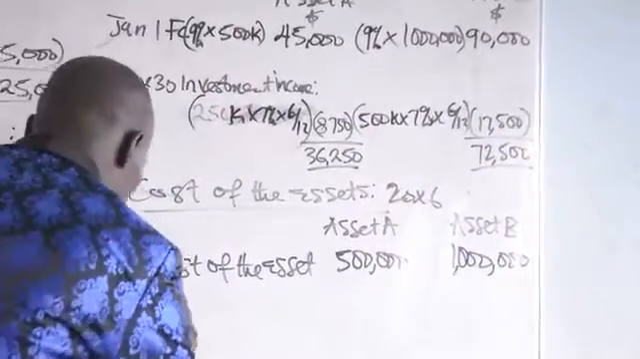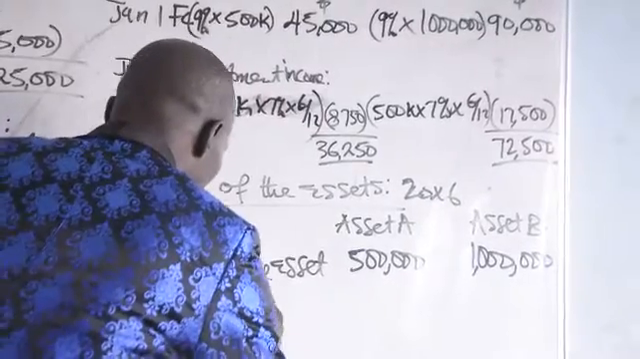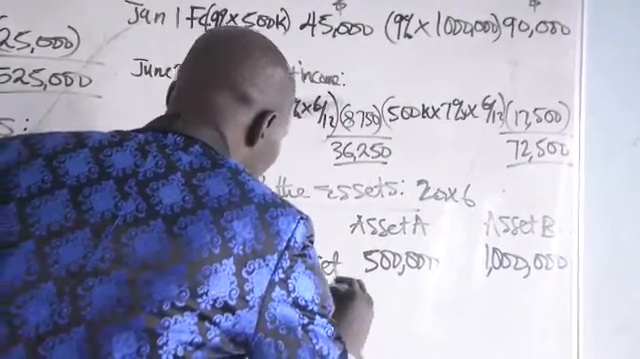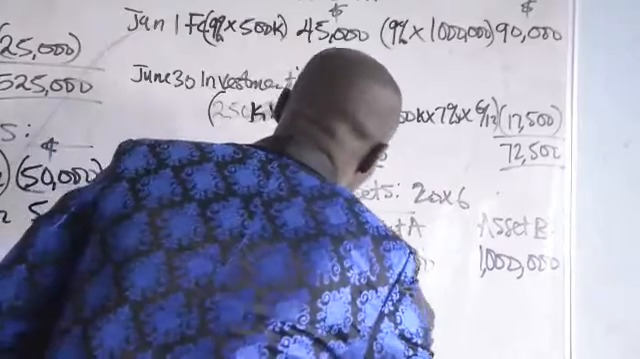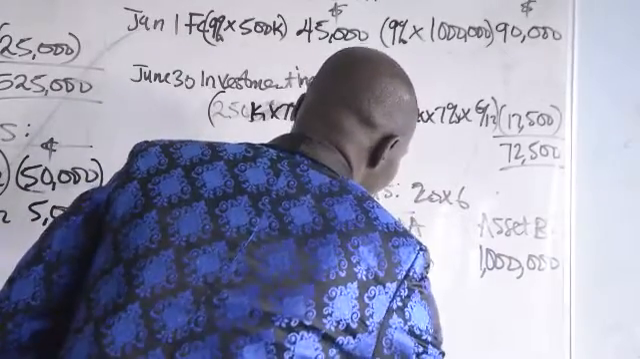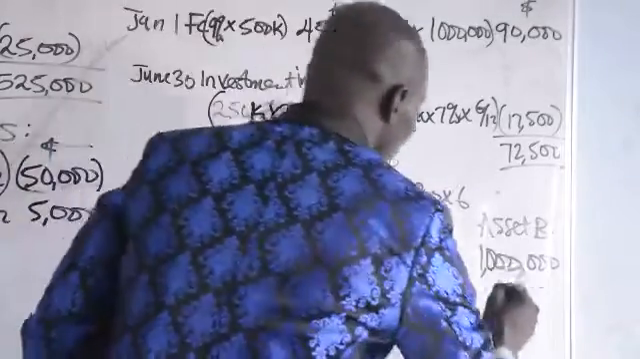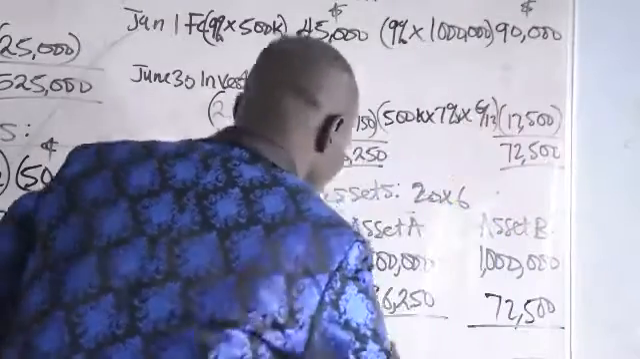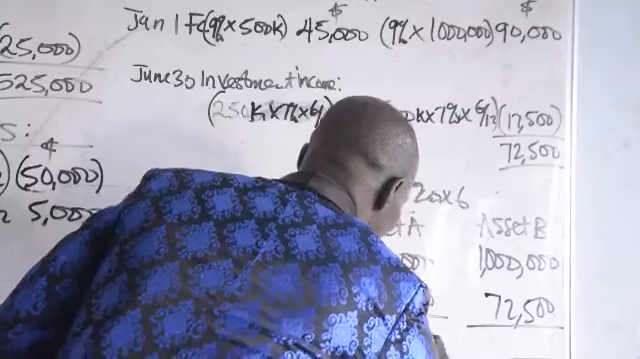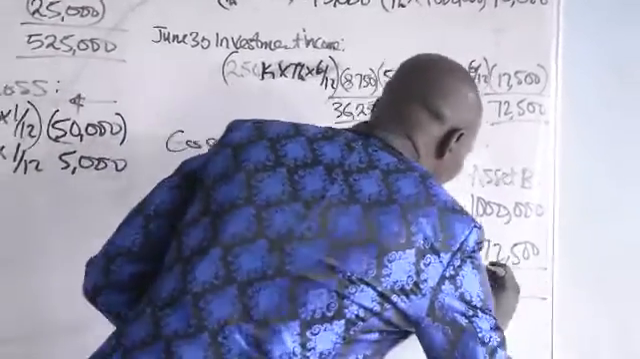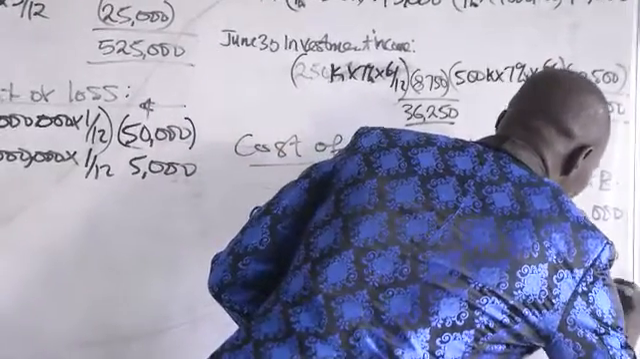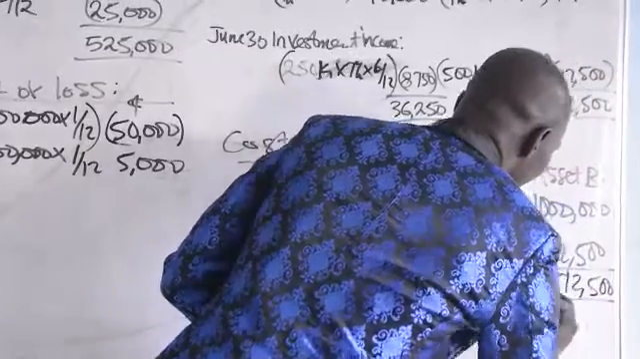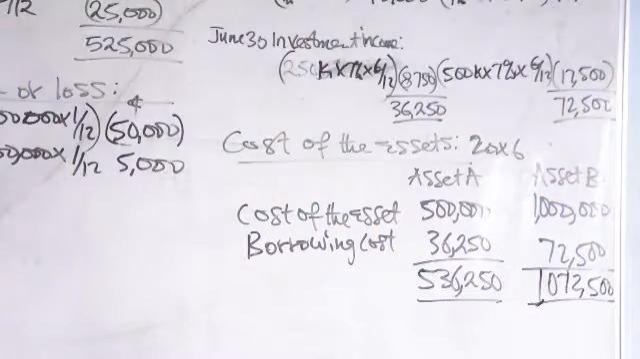Then the borrowing cost to be capitalized now: in asset A, 36,250, and in asset B, 72,500. So when you sum it up, you have 536,250 for asset A and 1,072,500 for asset B. That is the borrowing cost eligible for capitalization.